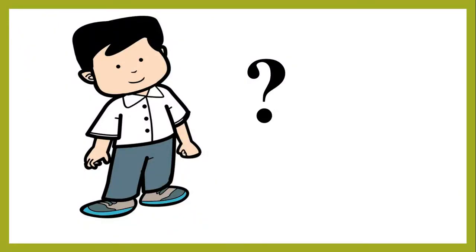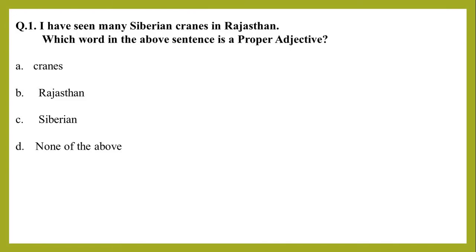Now let me ask you some questions. Question 1. I have seen many Siberian cranes in Rajasthan. Which word in the above sentence is a proper adjective? Option A, cranes. Option B, Rajasthan. Option C, Siberian. And option D, none of the above. Your correct answer is option C, Siberian.